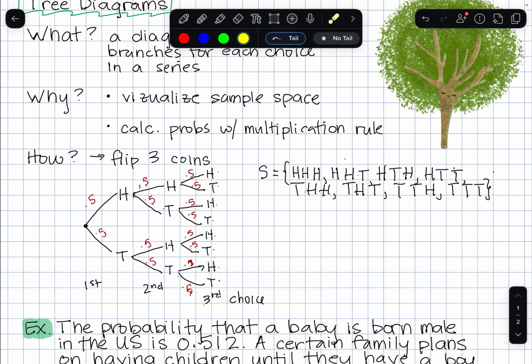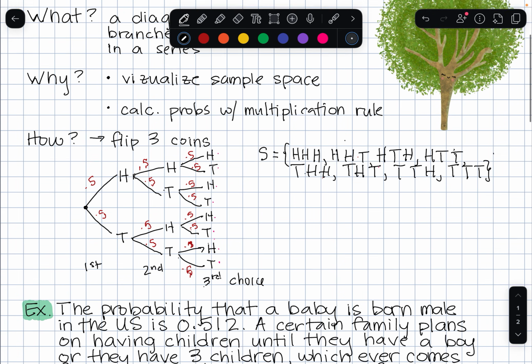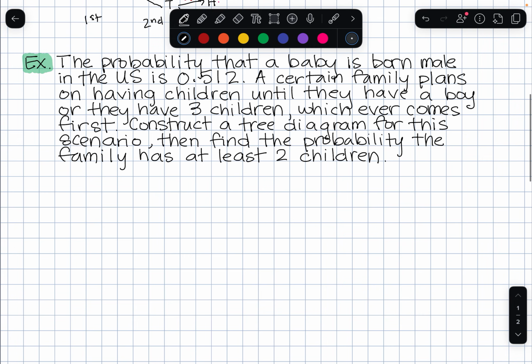So I can now see I have 1, 2, 3, 4, 5, 6, 7, 8 outcomes. And I can use the size of the sample space and the items in the sample space to determine the likelihood that I get any number of heads or tails when I flip 3 coins. We're going to do one more example really quick that I think will be more helpful in terms of how we use this to calculate probability.